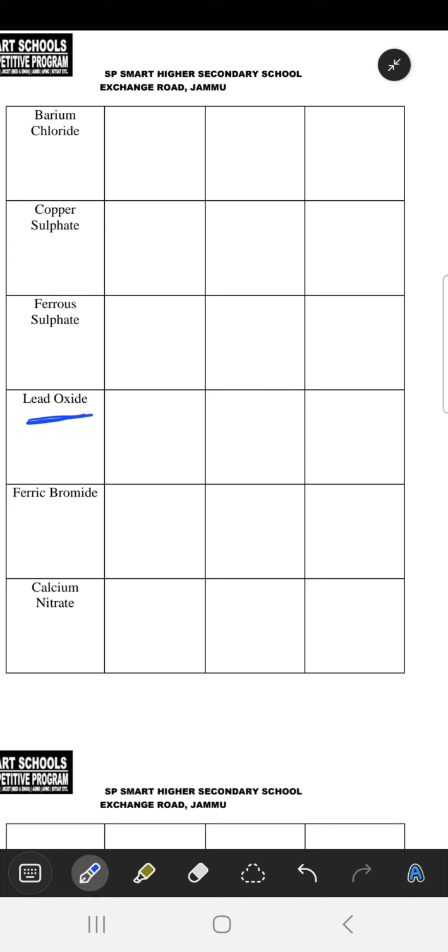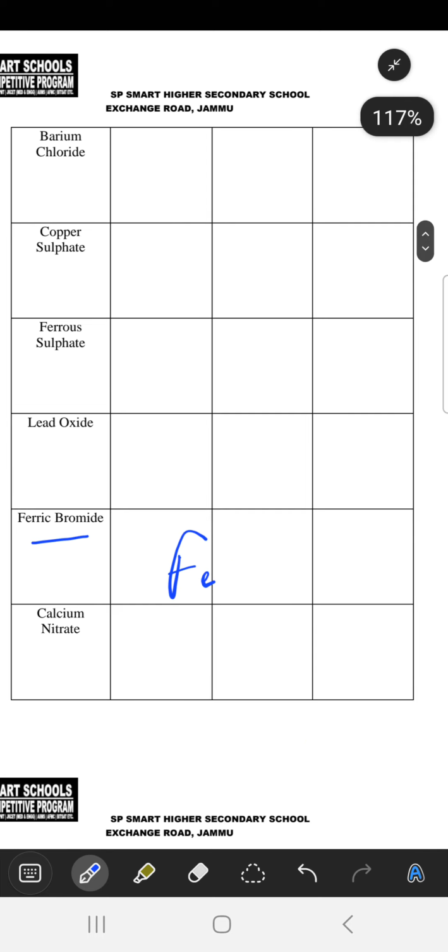Next we have lead oxide. For the lead, we have Pb2 positive, and for the oxide, we have O2 negative. Combining these two, what we get is PbO, which is lead oxide. Next we have ferric bromide. For the ferric, we have Fe3 positive, and for the bromide, we have Br negative. So we get FeBr3, which is ferric bromide.